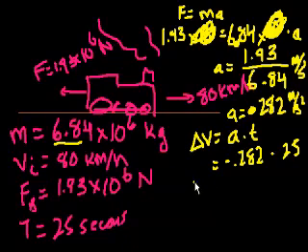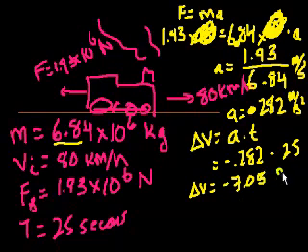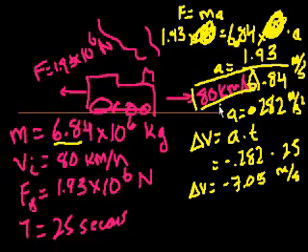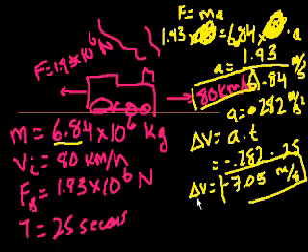7.05. So the change in velocity is equal to minus 7.05 meters per second. Okay, so let's see what's going on. The initial speed of the train is 80 kilometers per hour. But we have the change in velocity given in meters per second. So we could either change this change in velocity into kilometers per hour, or we could go the other way around and change the kilometers per hour into meters per second. I don't know. Let's change the meters per second into kilometers per hour.